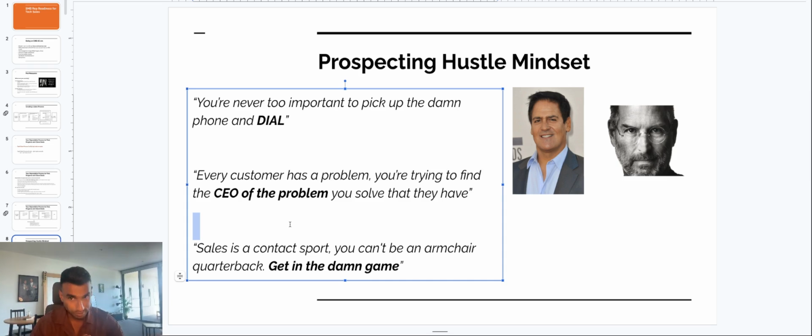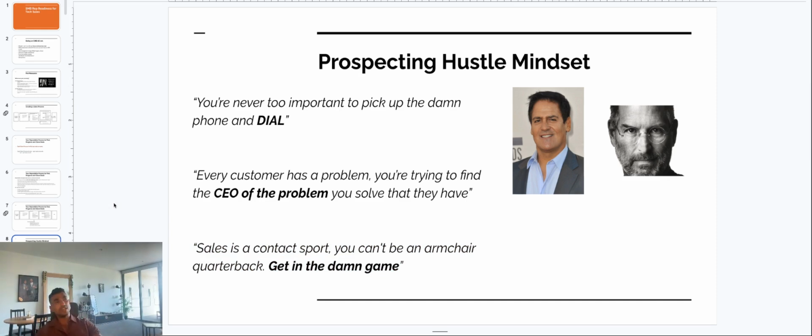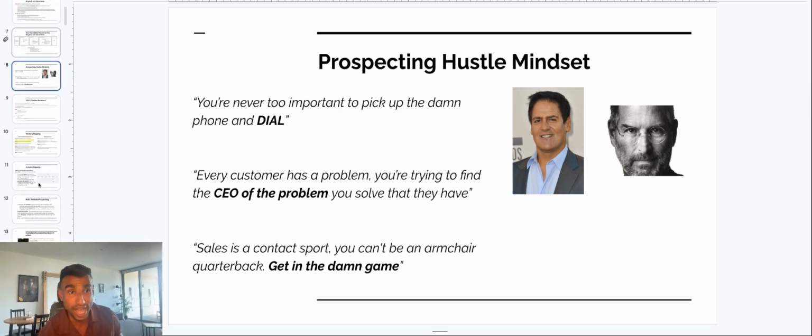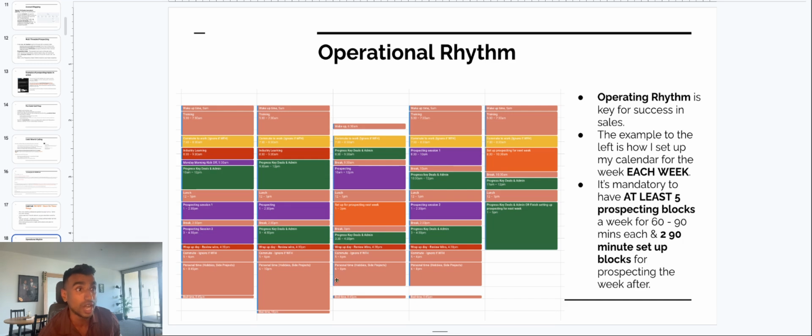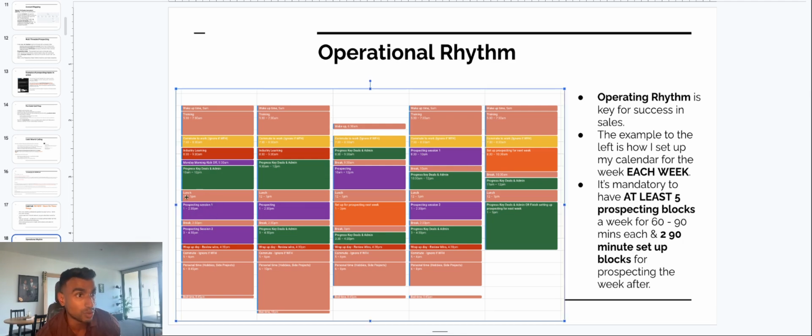The last part is sales is a contact sport. You cannot be an armchair quarterback. You have to get in the damn game. So get in the damn game every day. My favorite way to approach prospecting is time-boxed blocks of prospecting. And how you want to do that is you want to make sure you've got a tight handle on top of your calendar. So if you have a look over here, anything here in purple, these purple blocks over here, those are my prospecting blocks. It's blocked out in the calendar, right? So I know when I'm showing up to prospect.